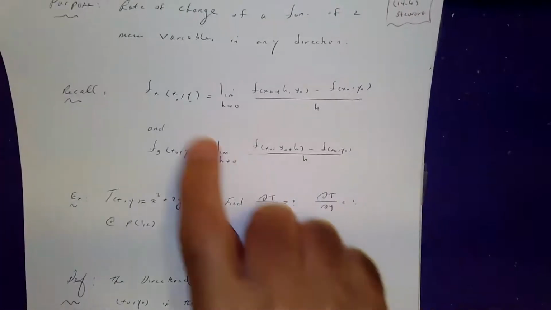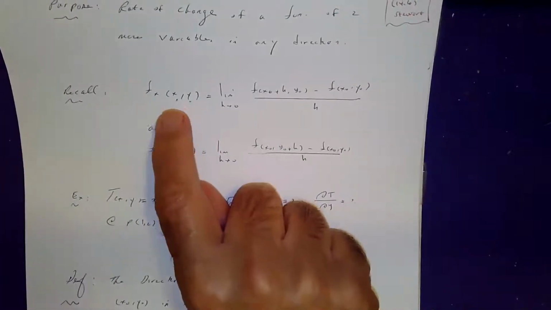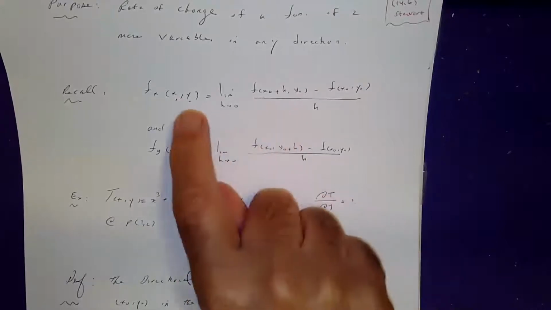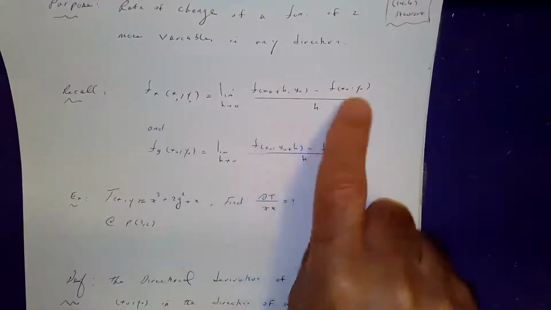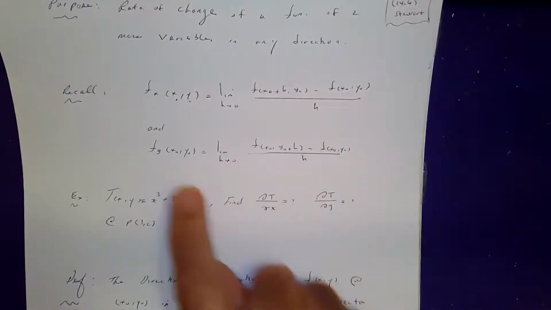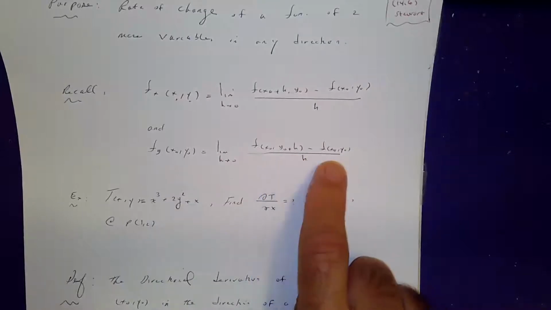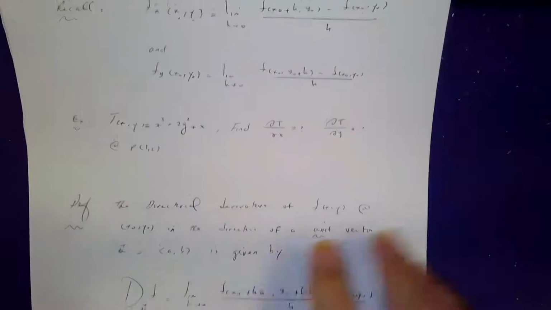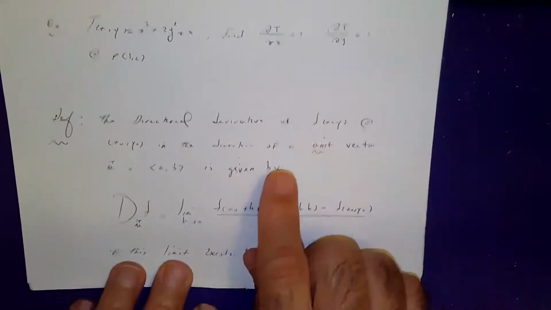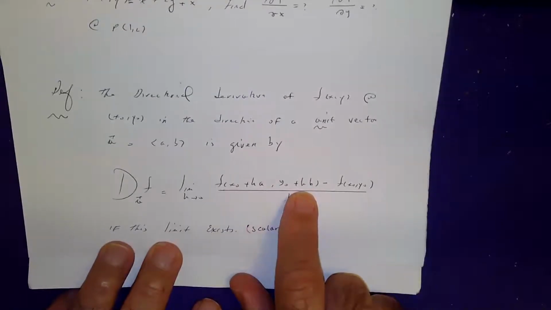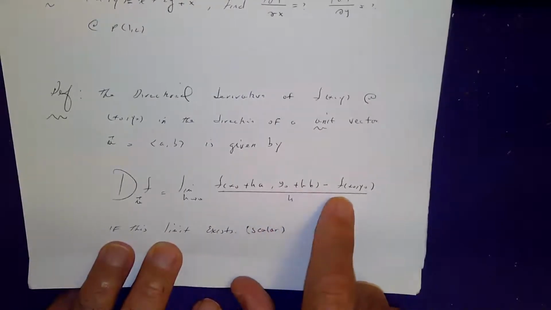So remember the definition of the partial derivative of f with respect to x and f with respect to y. Notice with respect to x, we had to increment x but keep y constant. With respect to y, we had to increment y but keep x constant. Okay? But in the directional derivative, notice x and y both get incremented. In other words, neither of them is kept constant.